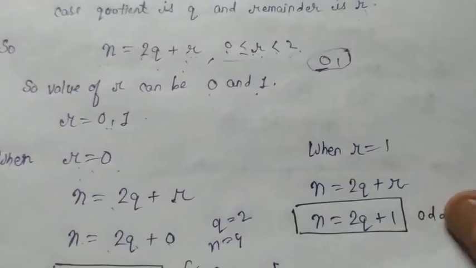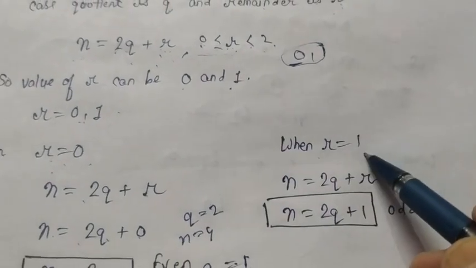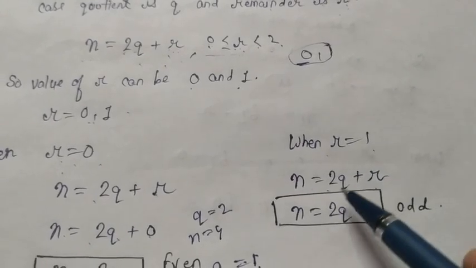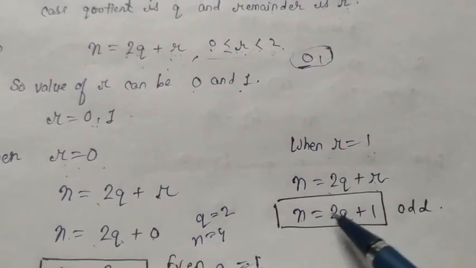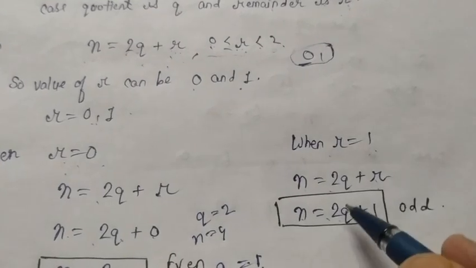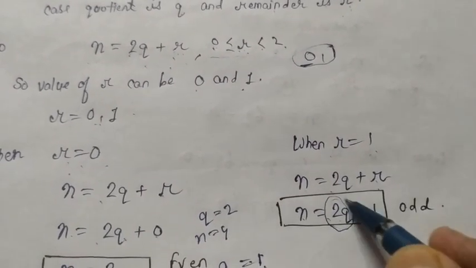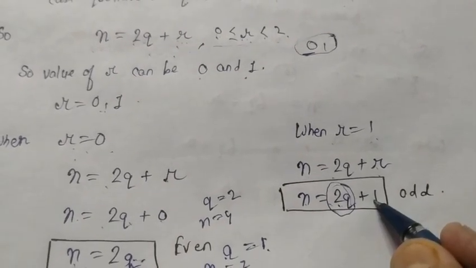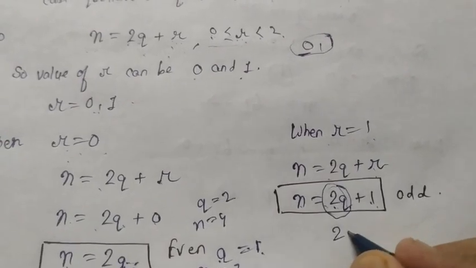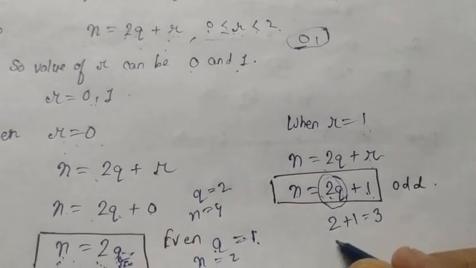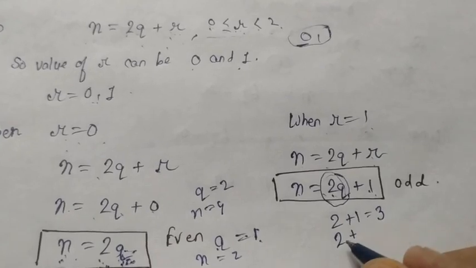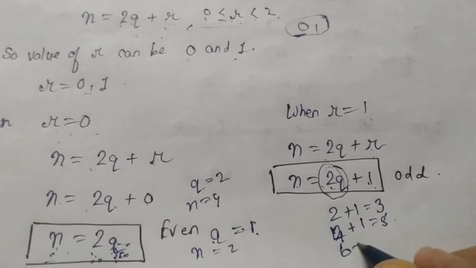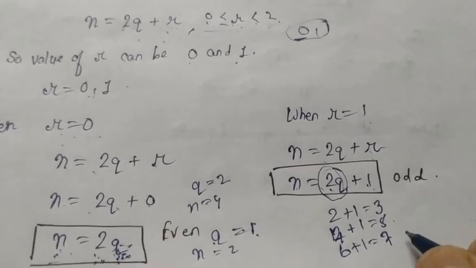Now the same case I have done when r equal to 1. Then n equal to 2q plus r, and when you put r equal to 1, you will get n equal to 2q plus 1. Now see children, 2q is even because you have already written here even, and even plus odd is always odd. For example, suppose 2 plus 1, how much? 3. 4 plus 1 is also equal to 5. It is also odd. 6 plus 1 is equal to 7, also odd.